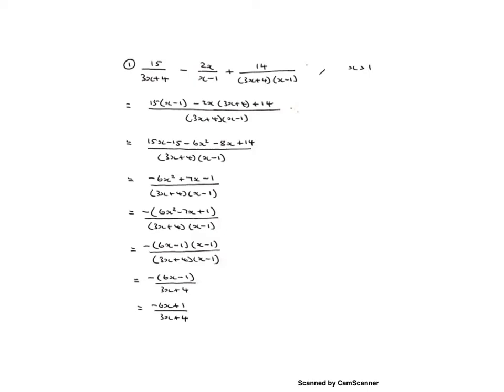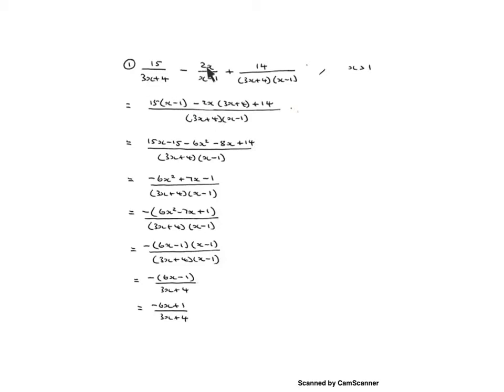Here's tracking test 2, question 1a. We have to simplify this algebraic fraction. So let's put everything over 3x plus 4, x minus 1. So the 15 needs to be multiplied by x minus 1 because it wasn't in the original question.